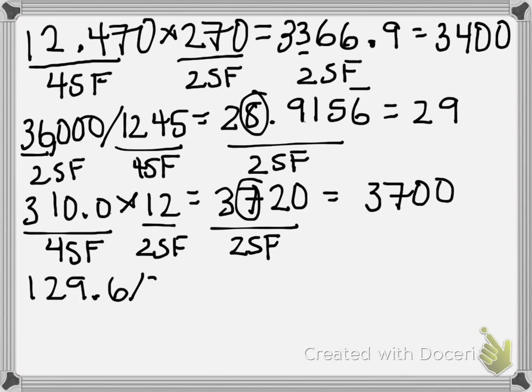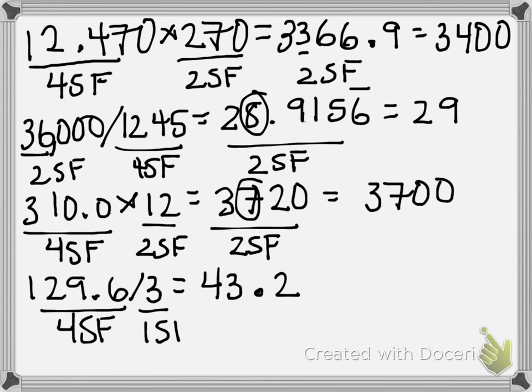Okay. Divided by 3 gives us an answer on our calculator of 43.2. Again, this first number has 4 sig figs. The second number only has 1 sig fig. Our answer can only have 1 sig fig, therefore, and so our answer is going to be 40.